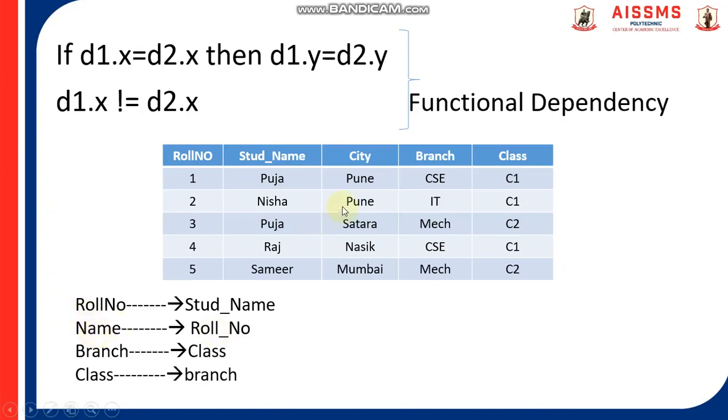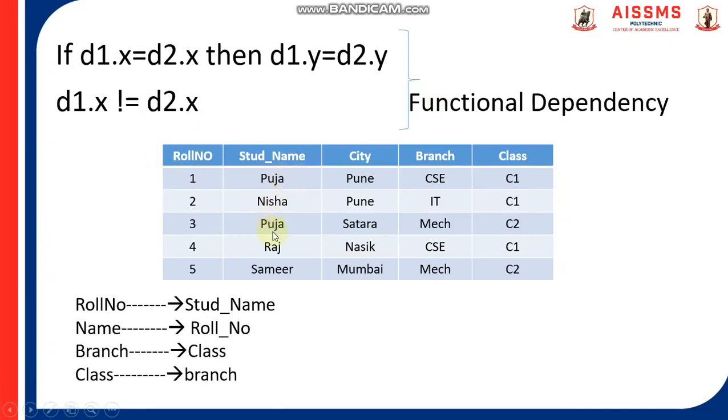Okay, then see the name. Suppose here I call the Puja, then city will be Pune. If I call the Nisha, then city will be Pune. But in case of this Puja and this Puja, if I call the Puja, then who will give the response, or who will tell the city?